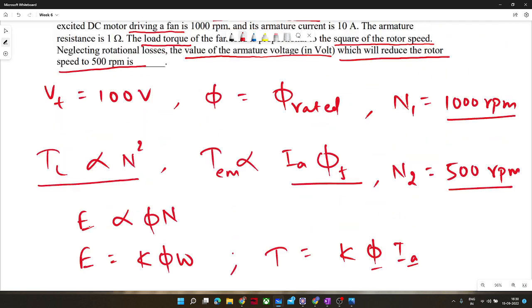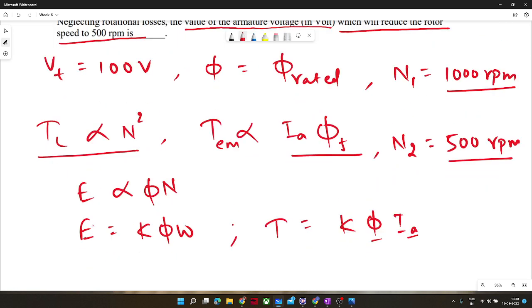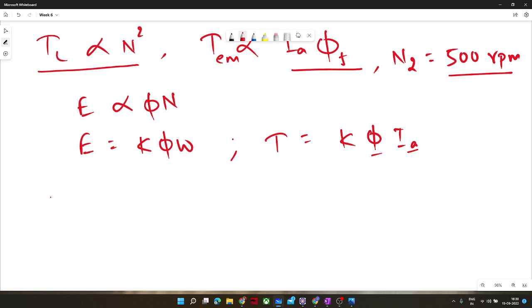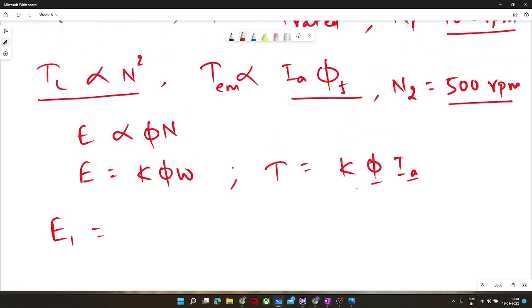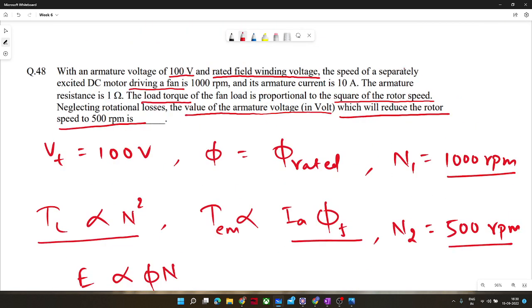So first, what we will do is calculate what the back EMF was in the first case. Earlier, what was the back EMF? We all know it is a separately excited motor. It is mentioned explicitly: it is a separately excited DC motor.